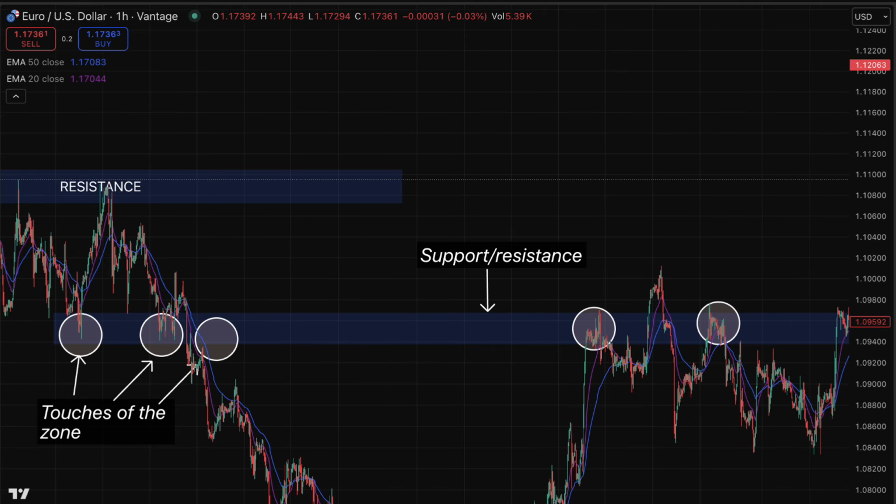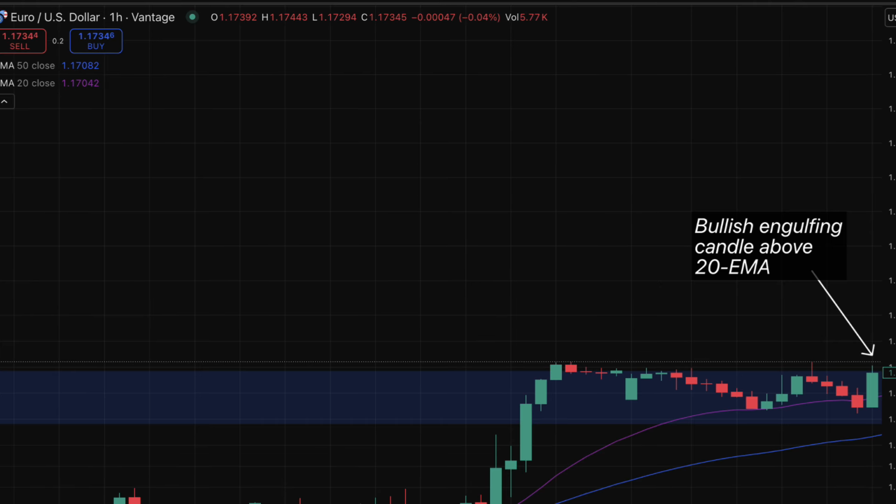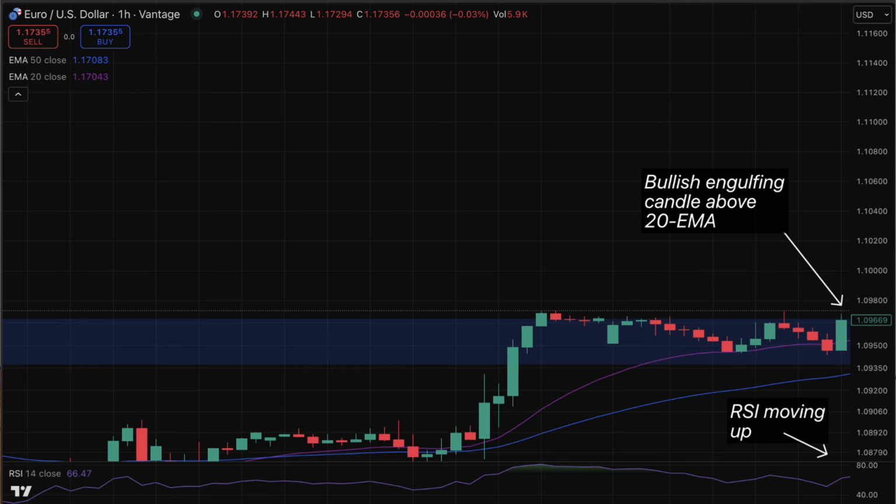Wait for price to pull back into a clearly defined support zone that has held at least twice in the recent past. 3 times is actually better. When price reaches that area, look for a strong bullish rejection candle that forms near or above the 20-period moving average. So these are bullish engulfing candles or hammers, for example. At the same time, check that the RSI has turned upward from roughly the 40 to 50 region, which indicates that momentum is recovering in the direction of that trend.